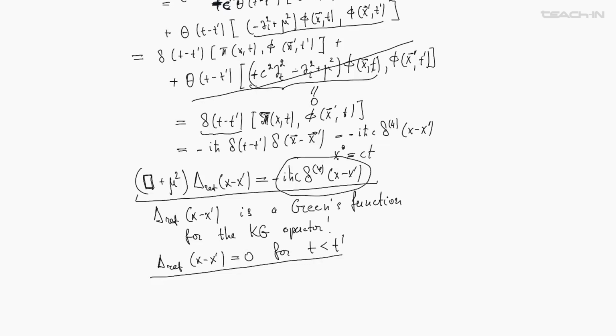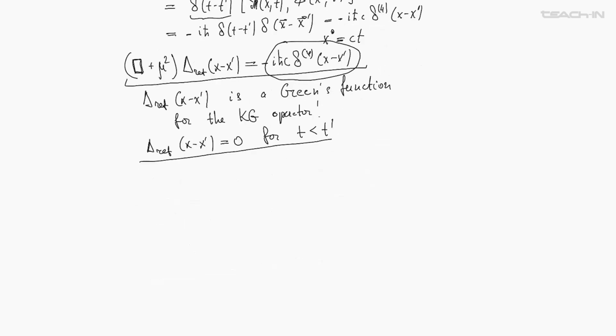Okay, there is another way to show that delta retarded is a Green's function, and it also allows you to obtain a useful representation for this Green's function. But before I do that, let me ask if you have some questions.